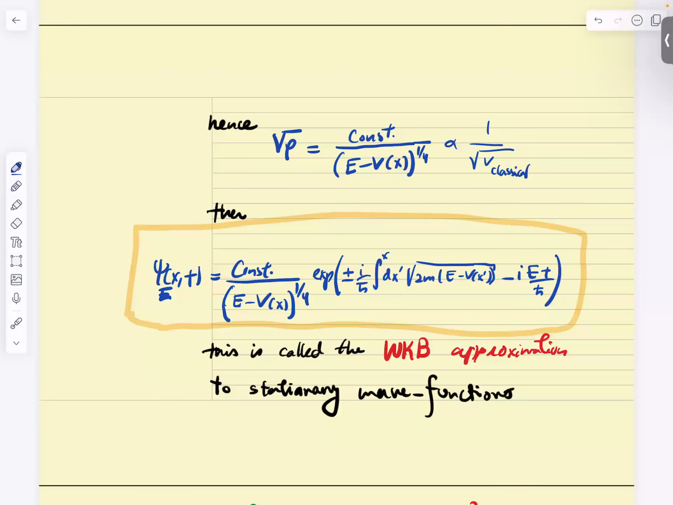Harmonic oscillator, right? In the case of harmonic oscillator, what is your V of x? It's half mx squared, right? And E minus that, you could plug it in and see what you get. But here's an interesting thing.